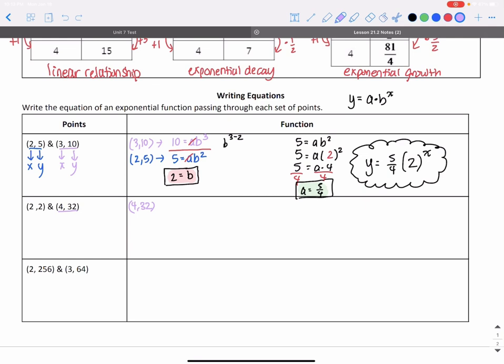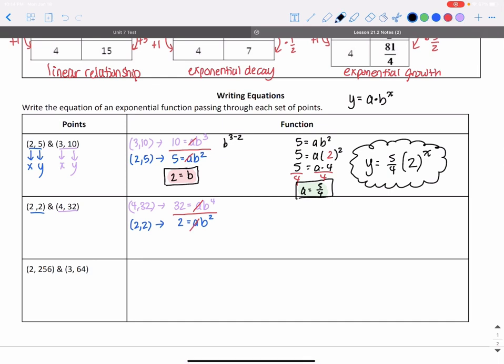So I want to start with the one that has the bigger x value, and that's going to give me 32 is equal to a times b to the 4th power if I use this general form and fill in my x and y. Then I'm going to take 2, 2, and create an equation with that, so y is 2, and x is 2. Plug those in. I'm going to divide the top function by the bottom function to cancel out the a's.